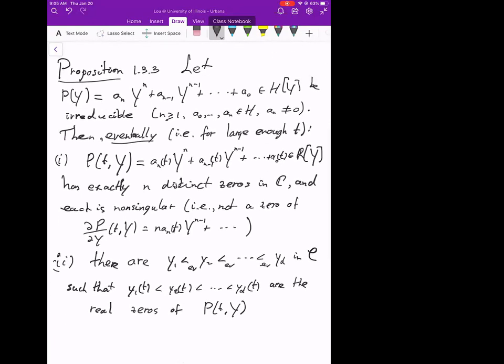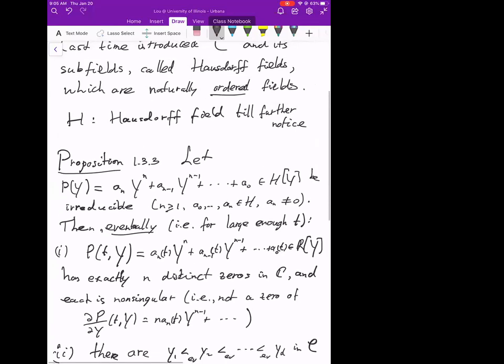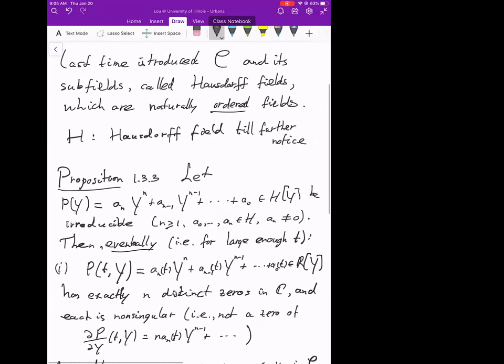H was a Hardy field before, or something more or less. No. H is now a Hausdorff field. H simply denotes a Hausdorff field. So it's something new, and one should get rid of all the past associations.